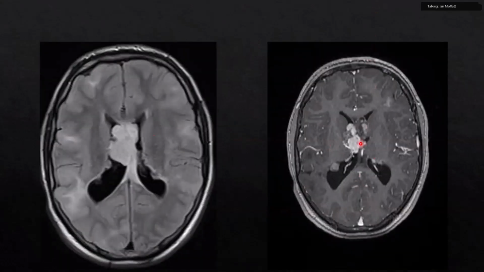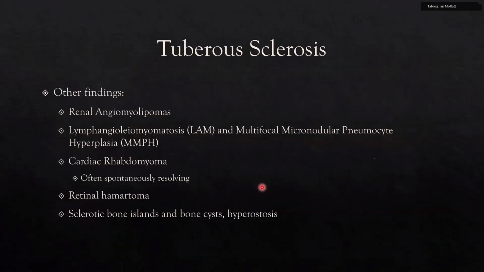So again, a large mass. This patient has bilateral masses centered at the foramen of Monroe, avidly enhancing, with presence of multiple subependymal nodules. This is a tuber that partially demonstrates low-level enhancement within, and then multiple additional tubers on the FLAIR we can see on the left side.